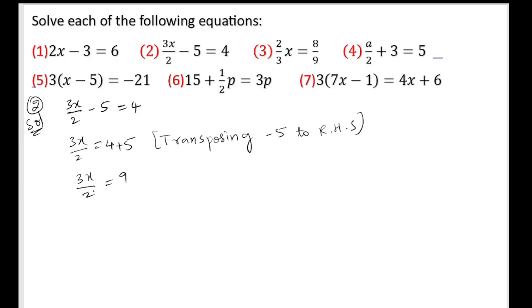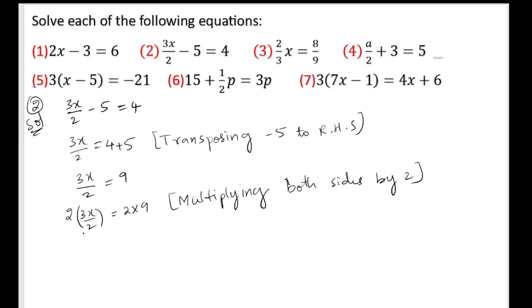Next, we can see that 2 is in the denominator, that is, 2 is in division. To remove that 2, we need to multiply by 2 on both sides. So let us write down 2 into 3x by 2 is equal to 2 into 9. So we are multiplying both sides by 2. We can cancel this 2 and 2. Now we have 3x is equal to 2 nines are 18.